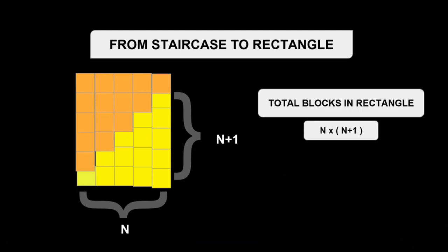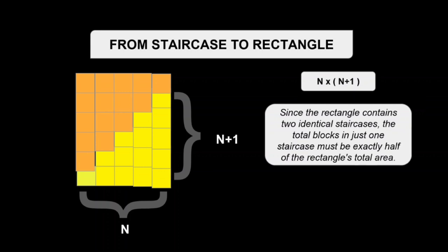So the total blocks in the rectangle is basically n multiplied by n plus 1. As we can see, the length and breadth of the rectangle are n and n plus 1 respectively. Since the rectangle contains two identical staircases, the total sum of one staircase is the area of the rectangle, or the total number of blocks in the rectangle divided by 2.